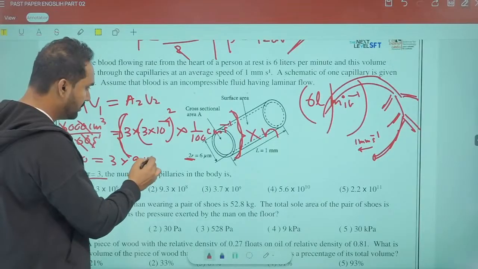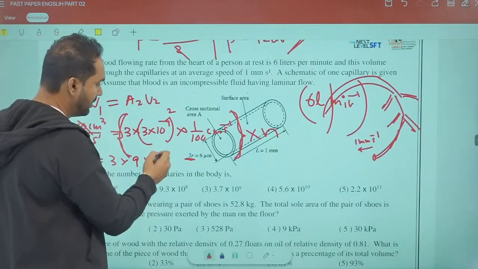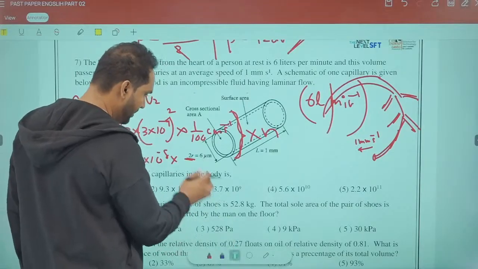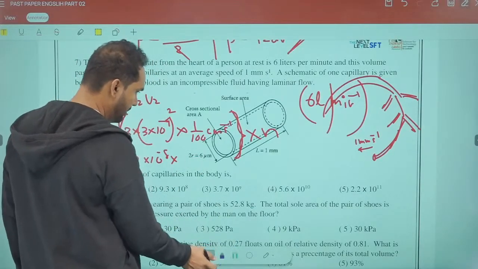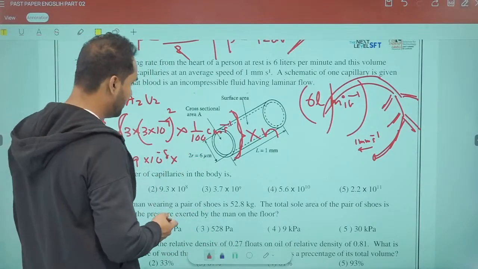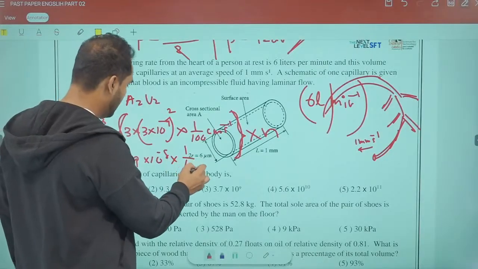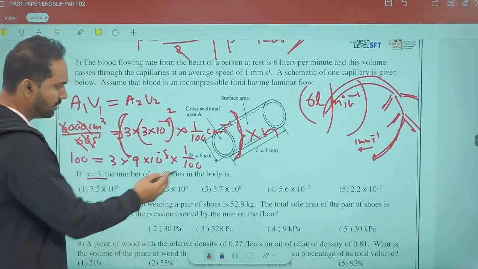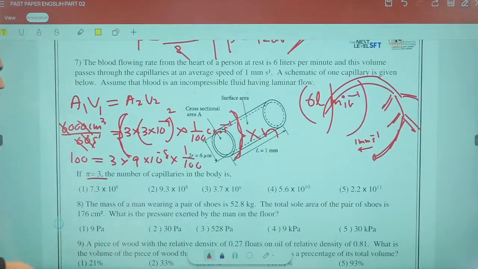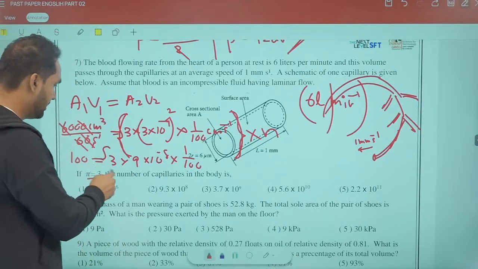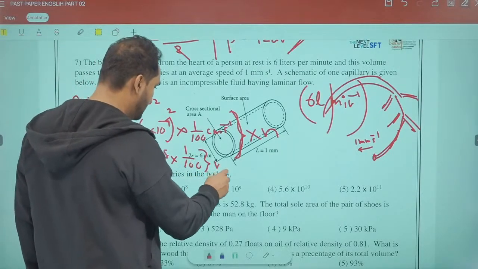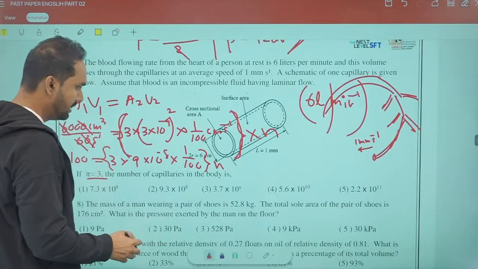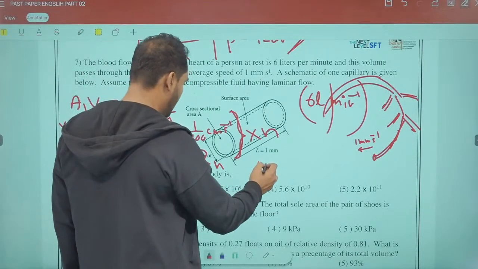That is 9 into 10 to the power minus 8 into 1 over 100. Right, 1 over 100. Now that will be another 10 to the power minus 2 adding to 10 to the power minus 8. This times n is there, right? So 3 into 9 is 18.